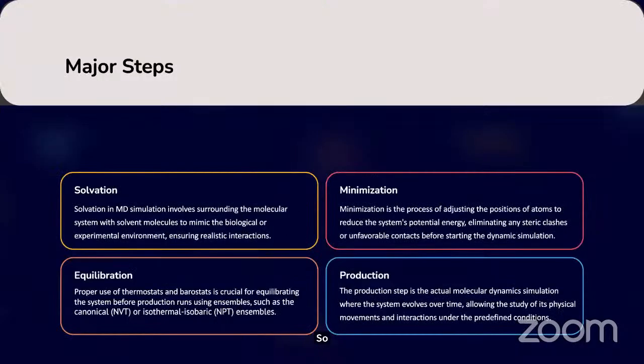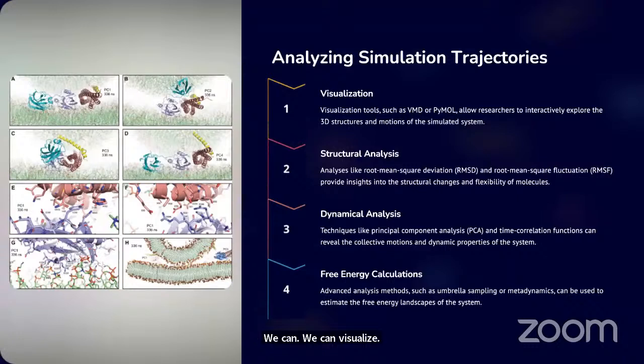This is the complete view of the flow in which we are going to perform the MD simulation in GROMACS. After completion of the simulation, once we get the trajectory of the complete simulated system, we can perform different kinds of analysis on that trajectory. We can visualize the trajectory, like how the transition of the molecules has occurred.